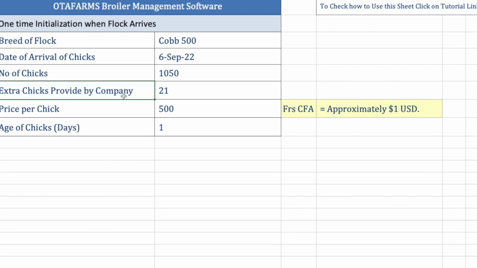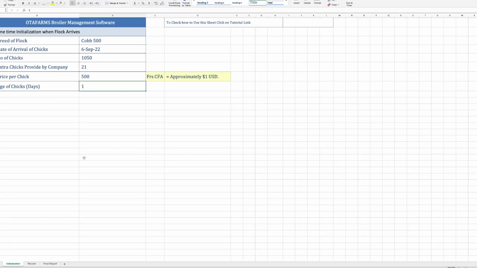As a result, for each box, the company added one extra chick. So we had a total of 21 complimentary extra chicks from the company. The price per chick was 500 francs CFA, which is approximately $1 for one chick. The price has gone up tremendously as of right now. It's way higher than that. But at that time, we bought one at 500 francs CFA. And you also want to capture the age, which is day old chicks, which you enter as one for day old chicks. All right.